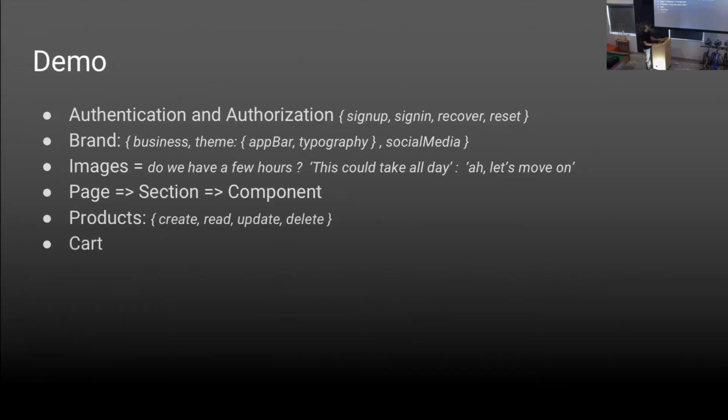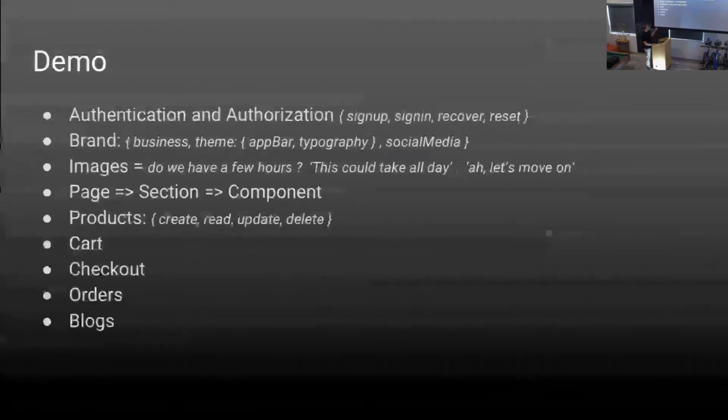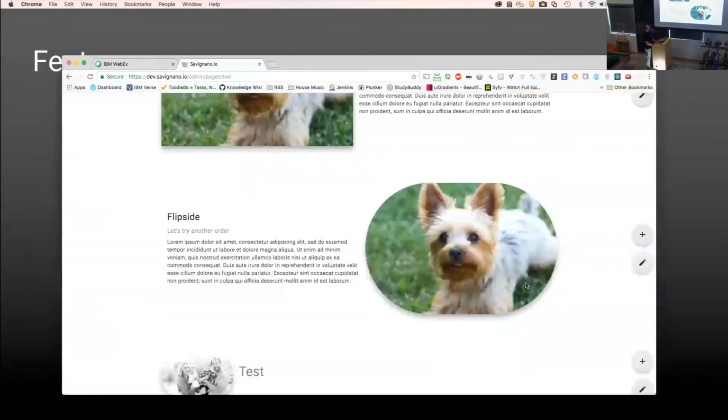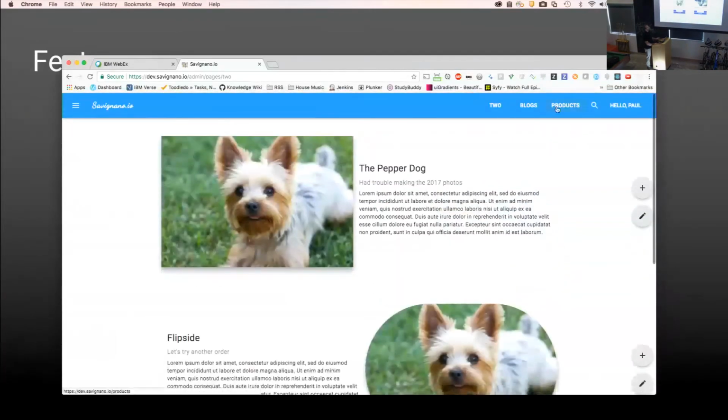Products: create, read, delete. We'll do some quick stuff with products here. Checkout and order. It also has blogs. Blogs is really similar to products, so we'll touch on that at a later date. And then the search functionality. So the two things I want to cover here before we finish up are products and then the search.